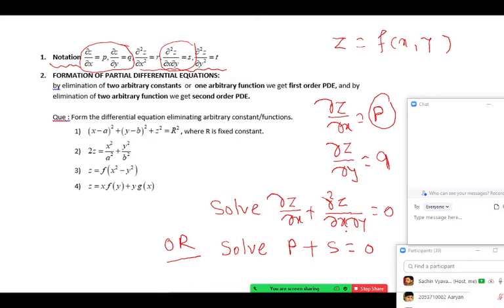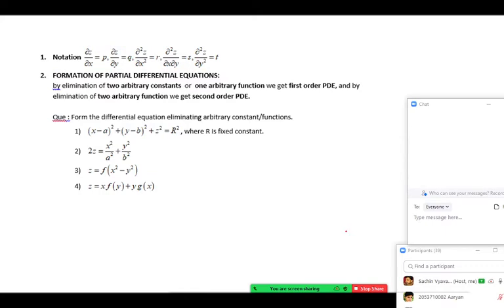Now come to the other part here. This is the most important thing. You should remember this notation. Now, the first article that we have is the formation of partial differential equation. Just like we form the ordinary differential equation by eliminating arbitrary constants.